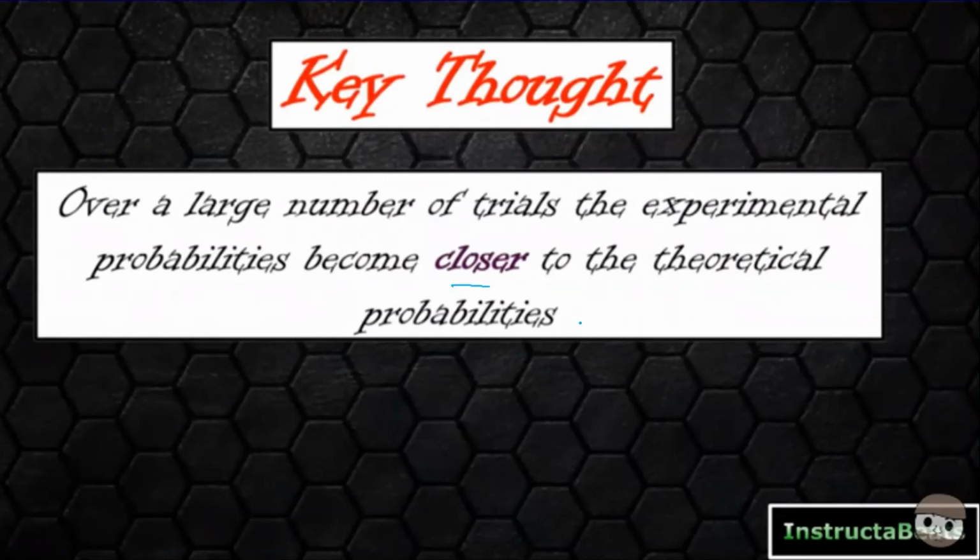Okay, so that is the difference between theoretical and experimental probability. Again, when we say theoretical probability, that is based on math. And when we say experimental probability, that probability is based on the activity or based on our experiment. And what is our key thought for this day? For a large number of trials, the experimental probability becomes closer to theoretical probability.